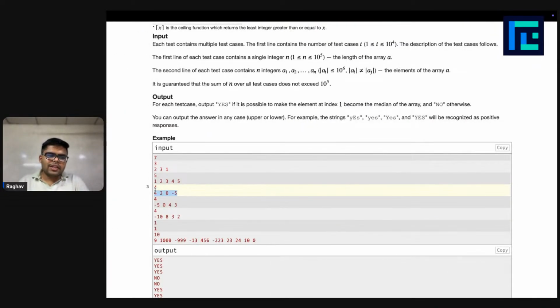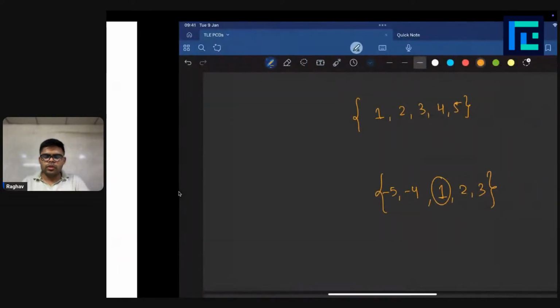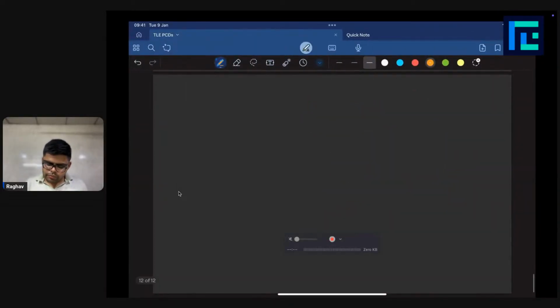Let's consider this example test case now, 4, 20, 5, minus 5.